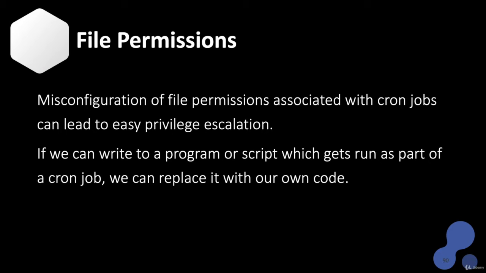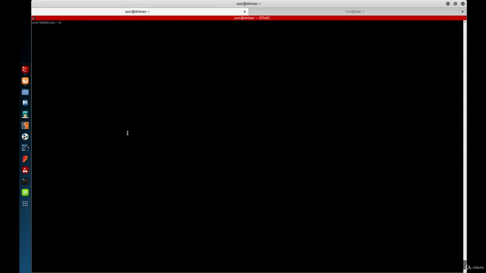File permissions. Misconfiguration of file permissions associated with cron jobs can lead to easy privilege escalation. If we can write to a program or script which gets run as part of a cron job, we can replace it with our own code. Let's run the Linux Smart Enumeration script with the level set to 1.